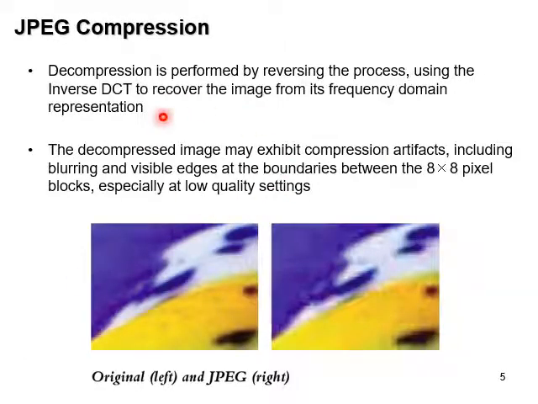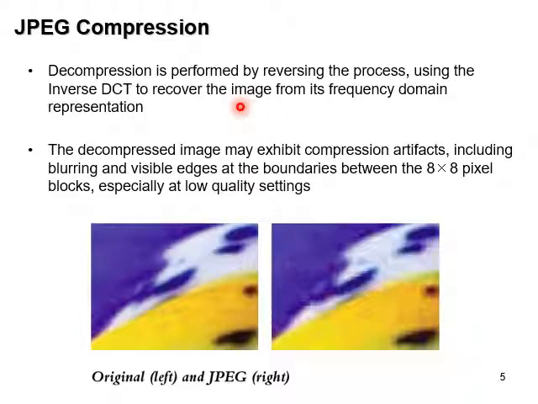We talked about this slide before, and we saw that if you would like to decompress the JPEG stored image, decompression is performed by reversing the process that we talked about. We use the inverse DCT to recover the image from its frequency domain representation, and you reverse all the processes.